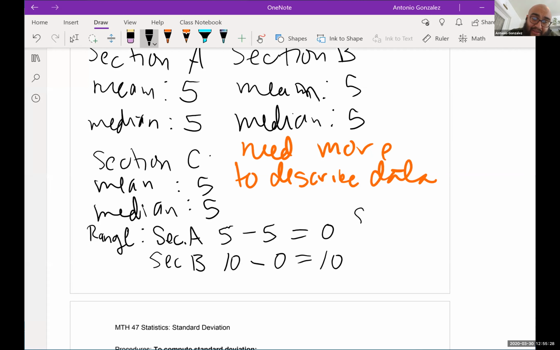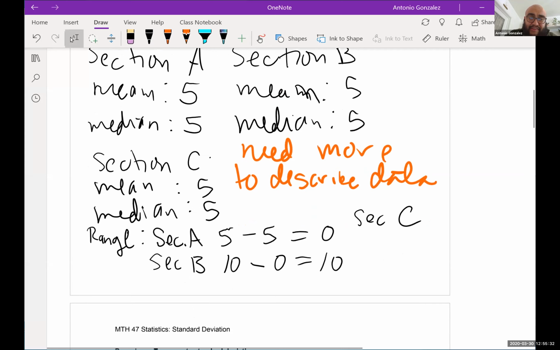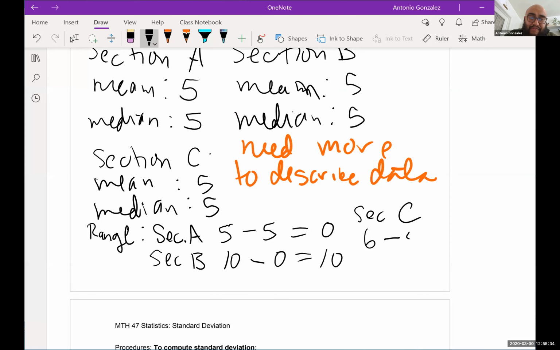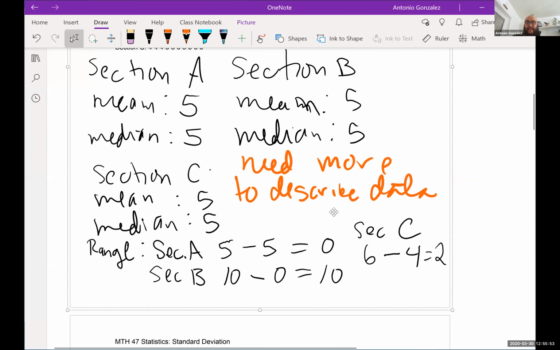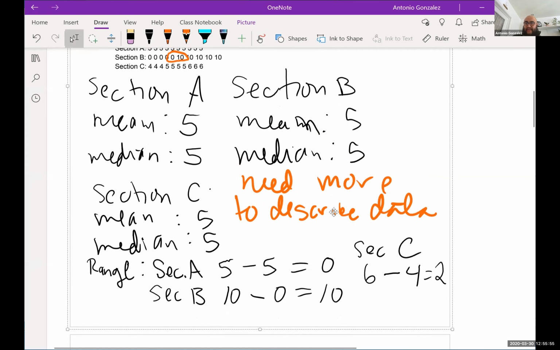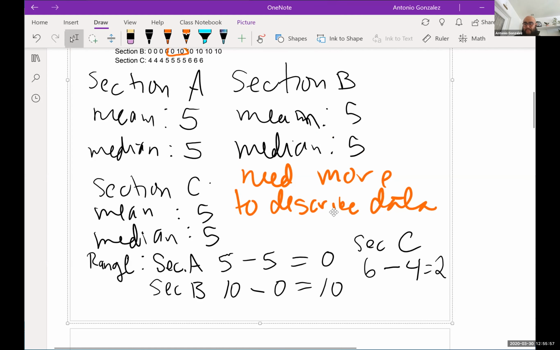And if we look at section C, the largest value is 6. The smallest value is 4. So that is equal to 2. Okay, and now we start to see, all right, now we start to see the difference in those data sets, right? A, B, and C, right, by calculating the range. Okay, any questions on the range?